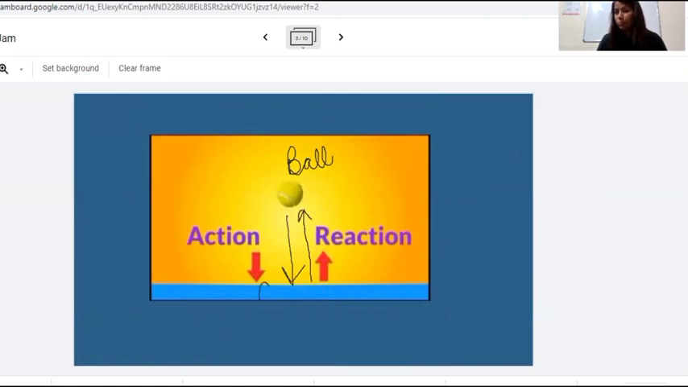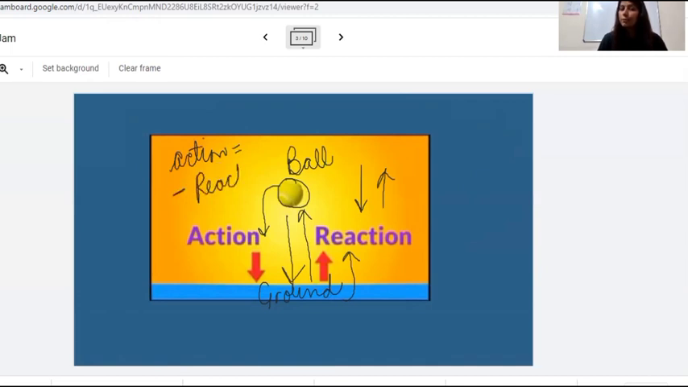When it strikes the ground, this is a ground. When this ball strikes the ground, this ball gives some action on the ground. In turn, this ground gives some reaction on this ball. That's why this ball will come in the opposite direction. Yes or no? So from here we can say that action is always equal and opposite to reaction.